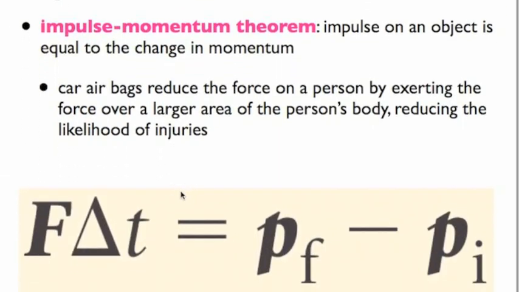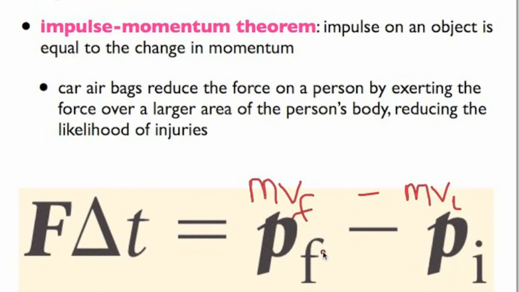The impulse momentum theorem, this means that impulse, that force times time that we talked about earlier, is equal to your change in momentum, or your final momentum minus your initial. So momentum is mass times velocity, so it would be your mass times your final velocity minus your mass times your initial velocity.